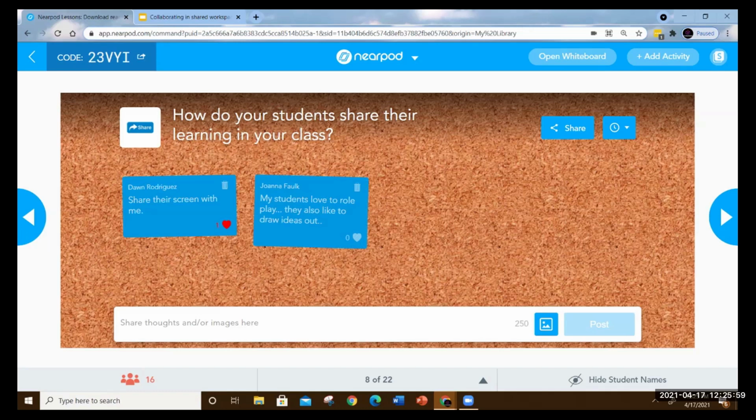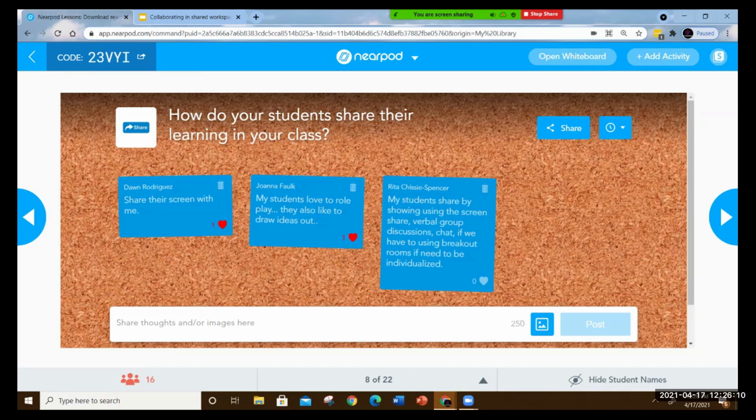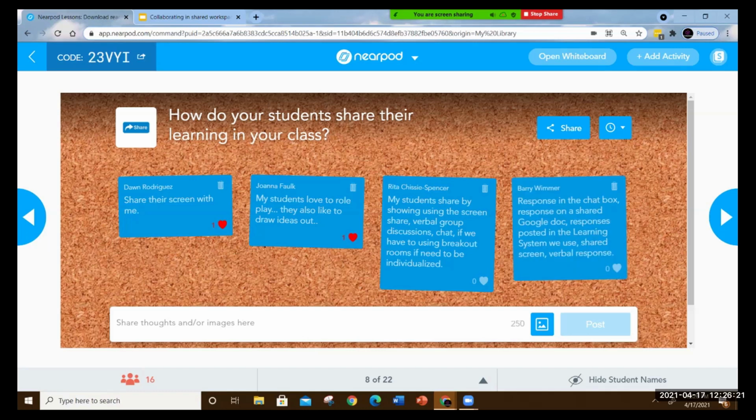Oh, role playing, okay, and drawing things out. Yes, as a music teacher, obviously I end up with a lot of very artistic, right-brain souls. And so I too have a lot of students that like the performance element. Rita says, my students share by showing using the screen share, verbal group discussions. Cool, I'm guessing maybe you use breakout rooms or chat in the box. Yep. If we need to individualize, love it.